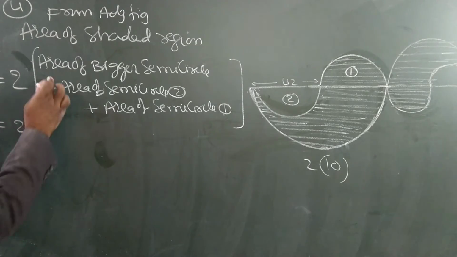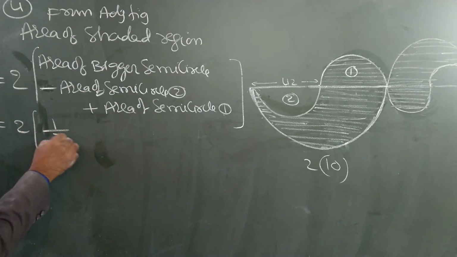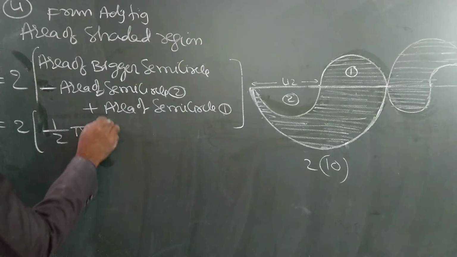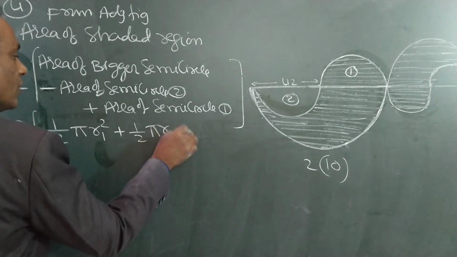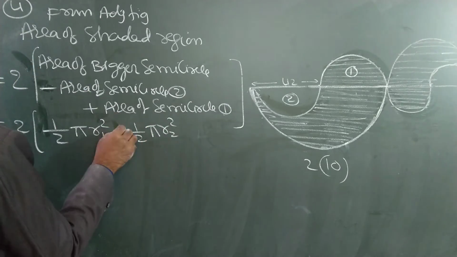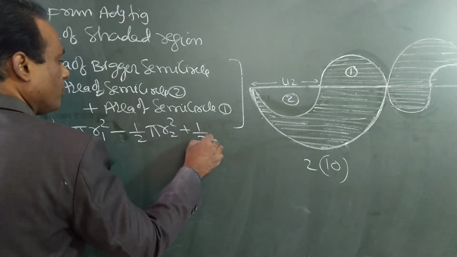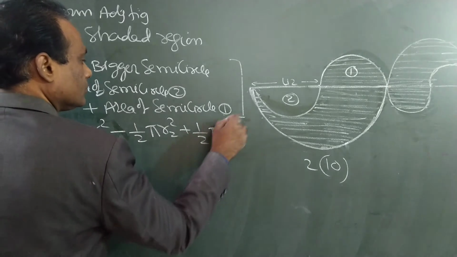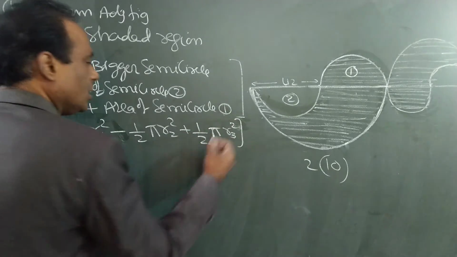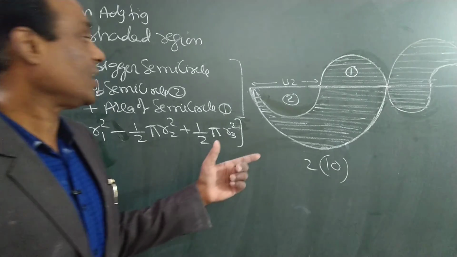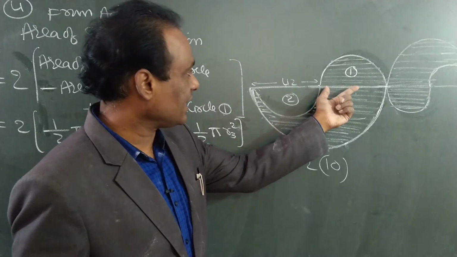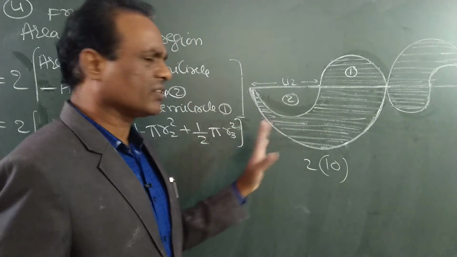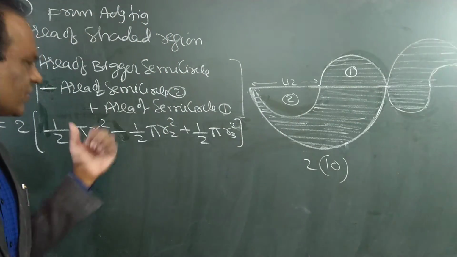Now, what is the area of a semicircle? Half pi r square. This is also half pi r square. Minus, okay, minus. Plus half pi r square. The radius is not the same, so that's why I used the radii r1, r2, r3, because all are different. So let us substitute here.